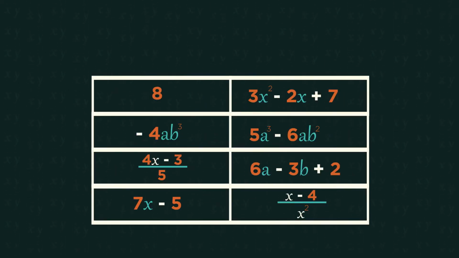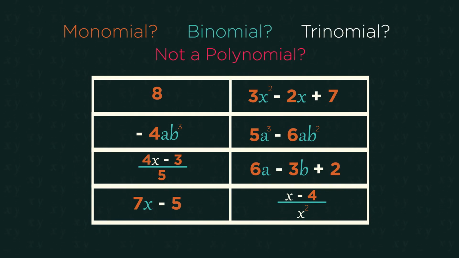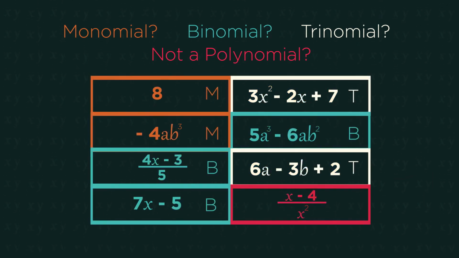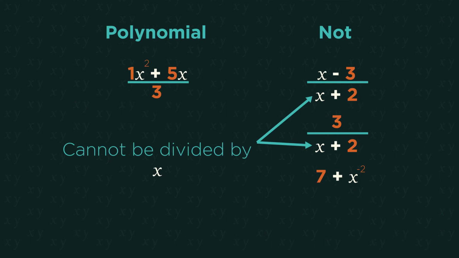So which of these are mono, bi, or trinomials? Or not polynomials at all? Pause the video, work it out, click play when you're ready. Did you get them right? So you should now know what polynomials are and that they can never be divided by a variable.